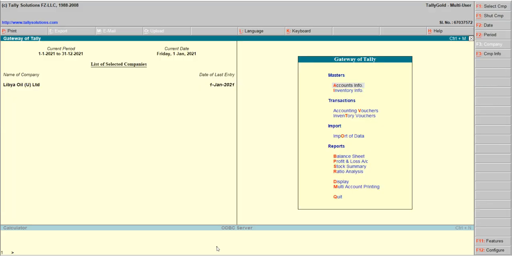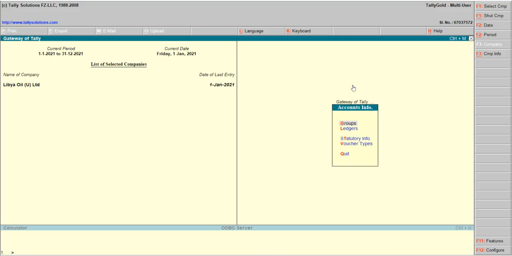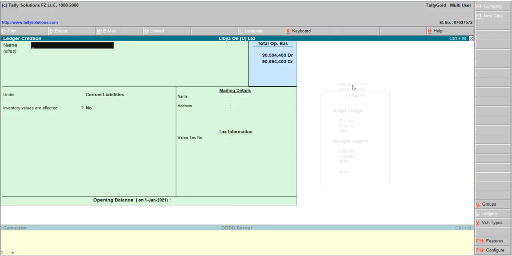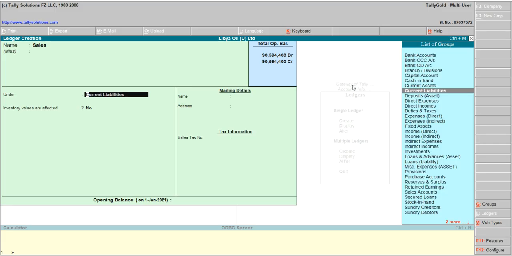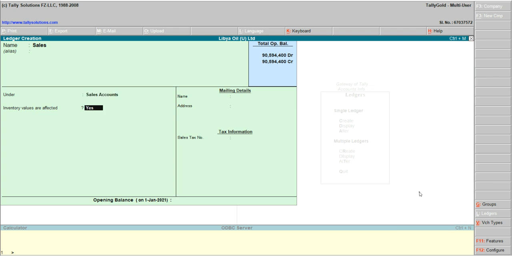Go back to the gateway of Tally, accounts info, ledgers, single create. You're going to create a sales account. From the list of groups on your right, you select the sales account. Inventory value is affected? Yes, inventory value is affected by the sales. Opening balance? No.